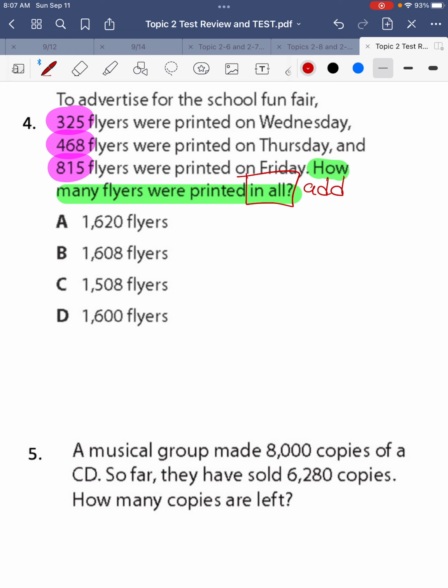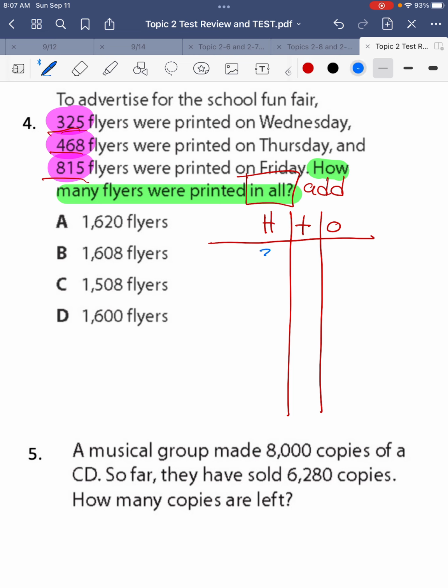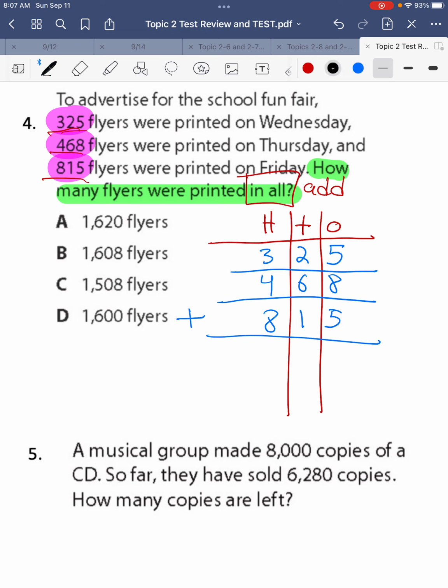So if I look at my numbers, they all go to the hundreds place. So that means when I make my PVC chart, it's going to go to the hundreds. So I have ones, tens, hundreds, and I'm just going to put them in. So 325, 468, 815, and let me make my lines going across. And now I'm going to add.